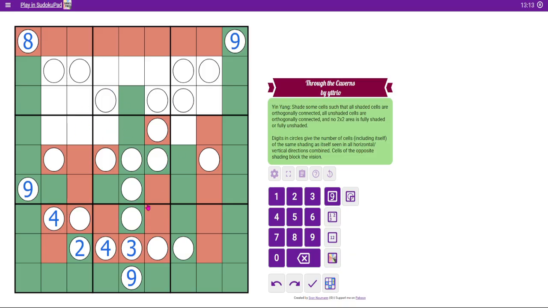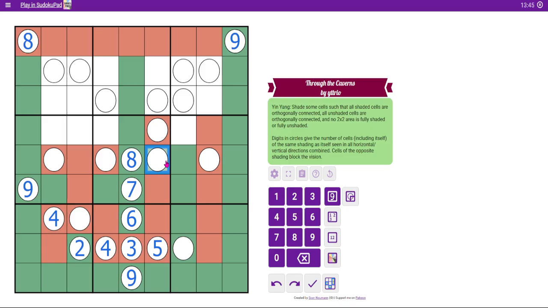What about now? We know this digit in the circle needs to be 5, because 1, 2, 3, 4, 5 shaded that it can see. And this circle here, currently it only sees 5 shaded cells, but we cannot have a 5, so this one needs to be green up here. This is 6, this is a 7, this is an 8.